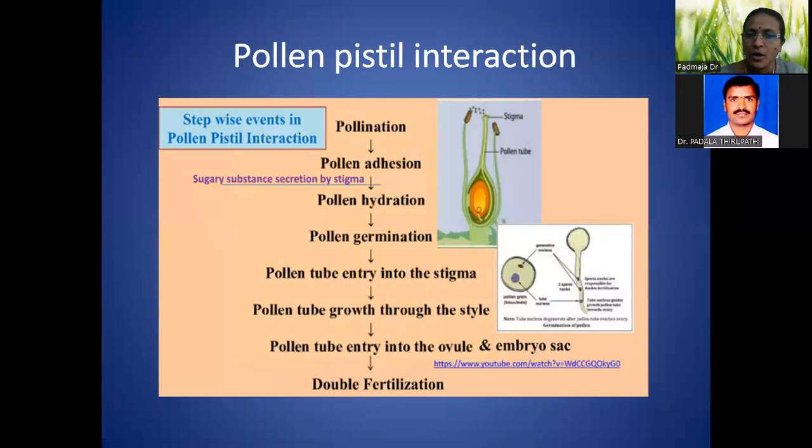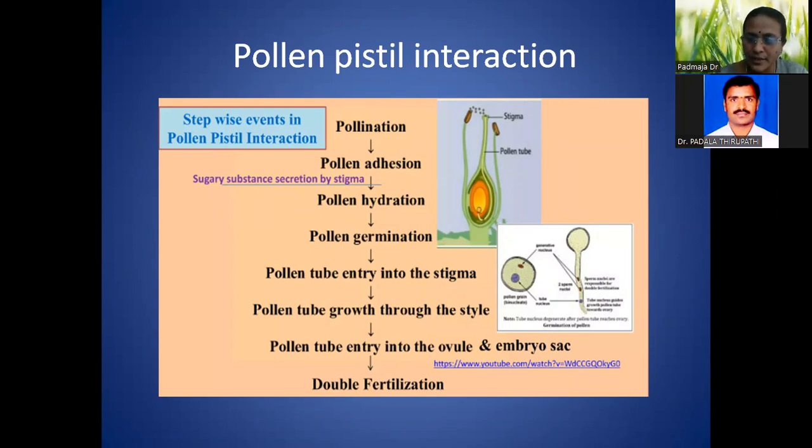Due to hydration, after pollen germination, the pollen tube is formed. These pollen tubes enter the stigma, and the entry of the pollen tube may be of three types: porogamy, chalazogamy, and mesogamy. Whatever the entry may be, the pollen tube will enter through the micropyle, and this pollen tube contains two male gametes. One male gamete will fuse with the egg, and the other male gamete will fuse with the secondary polar nucleus. The pollen tube grows through the style and enters the ovule and the embryo sac.